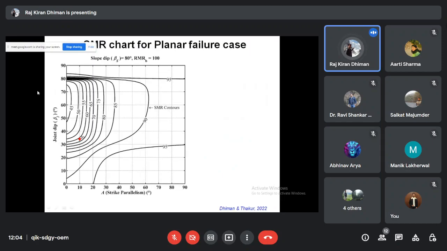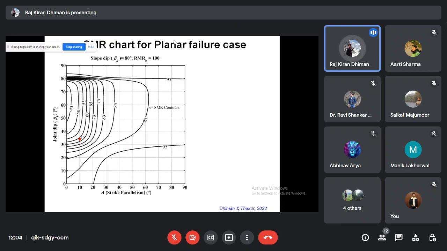Then what happens is, let's say you get a slope of dip 80 degrees in the field, and let's say you have RMR 100. In my charts, every chart, if RMR is 100, the contours will be drawn at an interval of 5 degrees. So these will be 95, 90, 85, 80. Why a 5 degree interval? Because we are more interested in the class, not the SMR value.